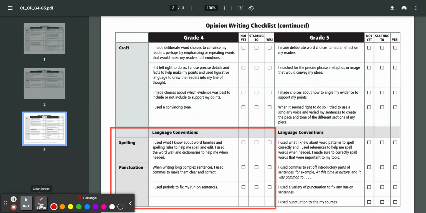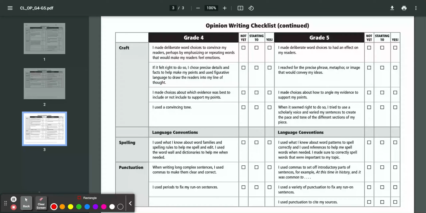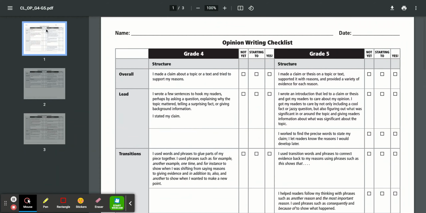Alrighty, you have a lot to do. So after you've done all your checklist, you're going to go back to your writing and turn all your not yets and your starting tos to yeses. At the end of your writing, all of these boxes should be at yeses. So that is your goal, to move everything to a yes.